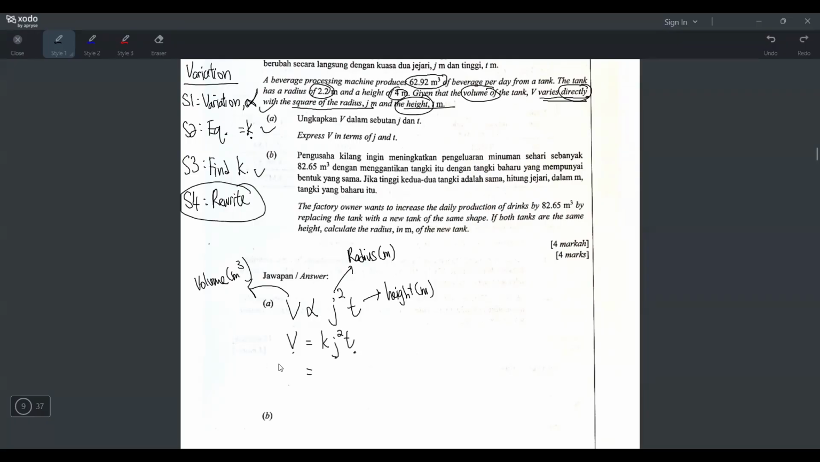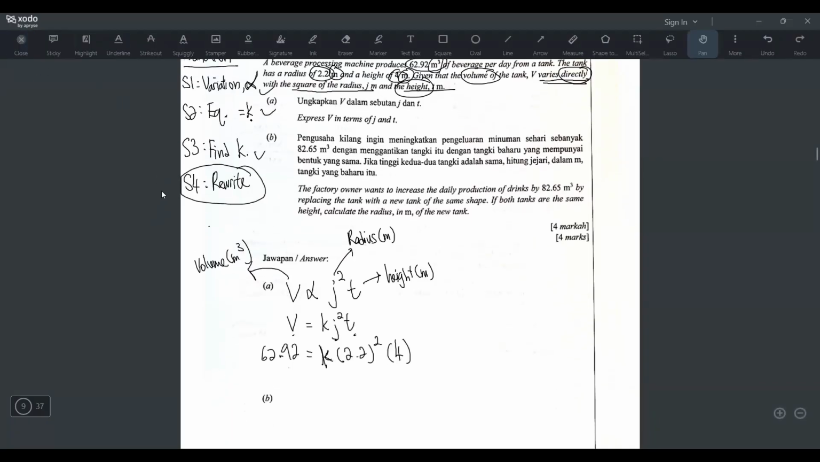62.92, you sub it at the V, right? And then the 2.2, that's the radius, so you sub at J, because J is the radius. Then T is the height, and the height is 4, so you sub at T like this, 4. One more reason why you can sub like this is because the unit is already correct, right? The unit is also meter, meter, meter cube. But I have seen questions that need to convert unit first. Got question like that. That's why you have to be very careful. So now I can get my K.